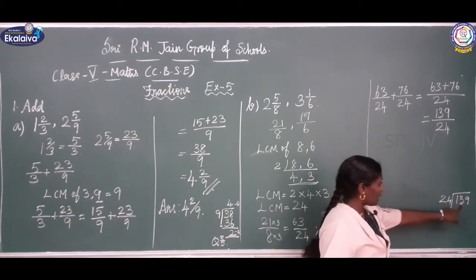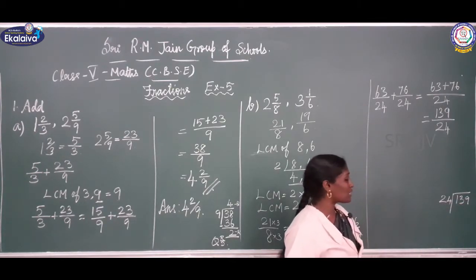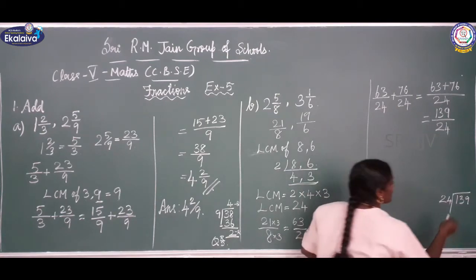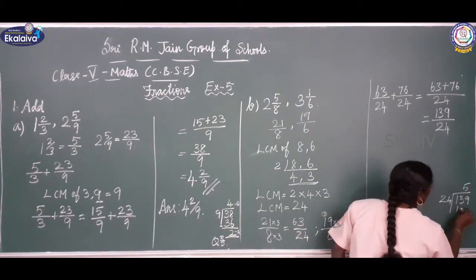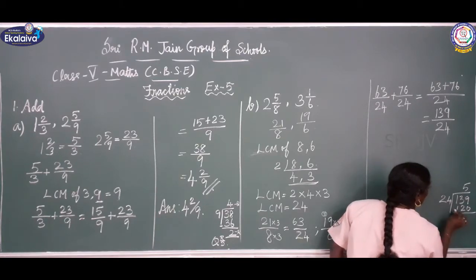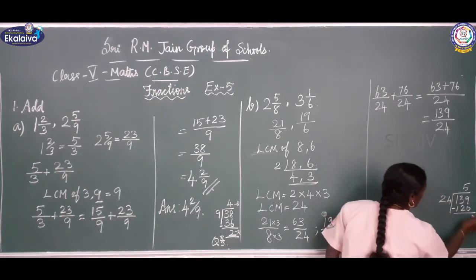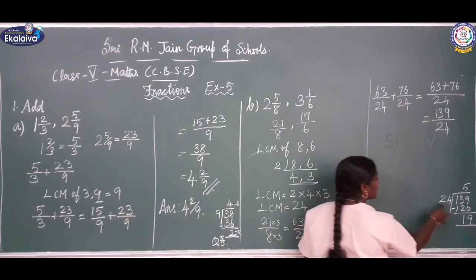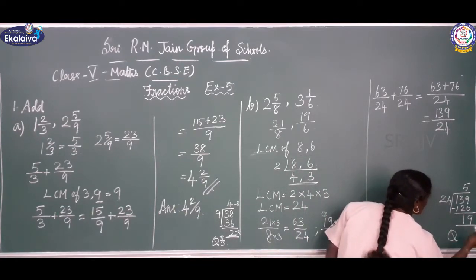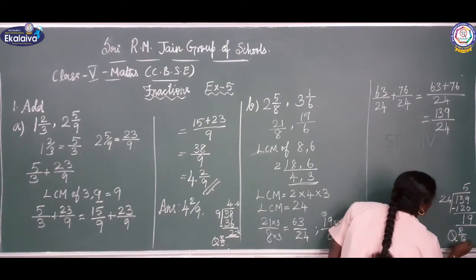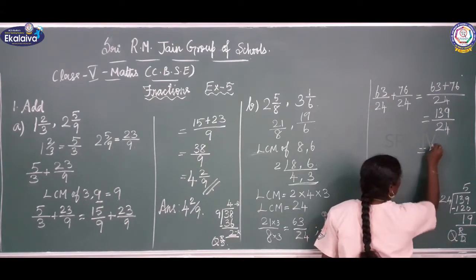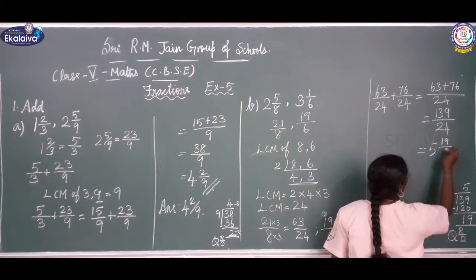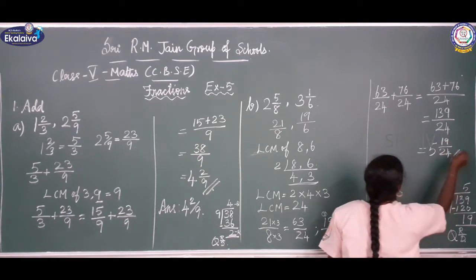Here in 139, how many times 24 is there? 5 times, isn't it? 5 times 24 is 120. We have to subtract. Here 9. Here 3 minus 2, 1. 1 minus 1, 0. So the quotient is 5. Remainder is 19. And the divisor is 24. So we have to write quotient, remainder by divisor. So 5 19 by 24 is the answer.